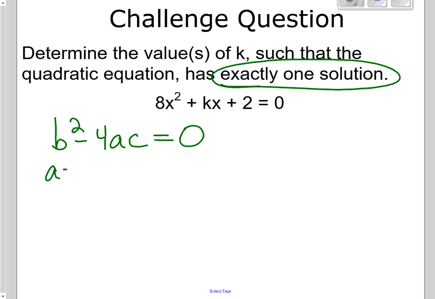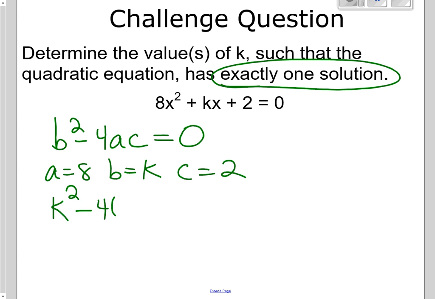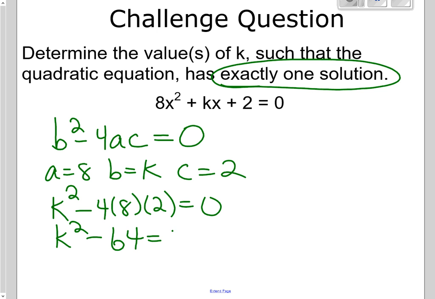Well, in this case, a is equal to 8. B is equal to k. And c is equal to 2. So let's put this in. And I get k squared minus 4 times 8 times 2 equals 0. K squared minus 4 times 8 is 32. 32 times 2 is 64. Equals 0. I'm going to solve for this.